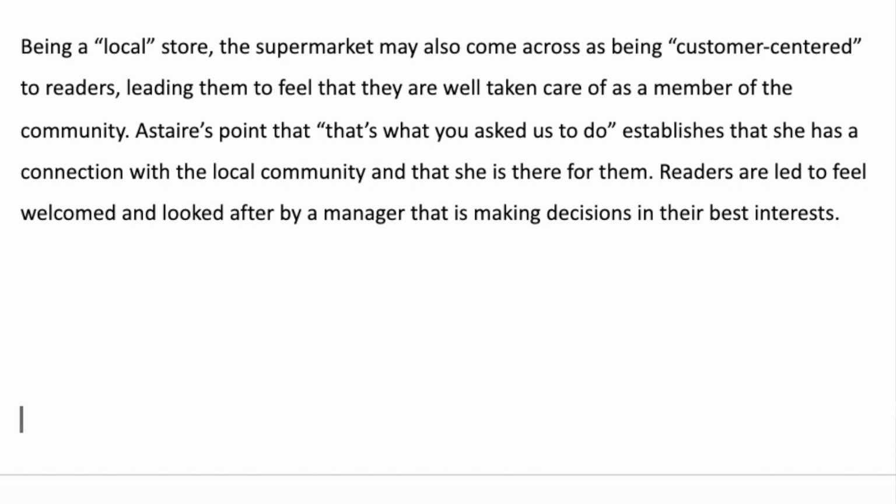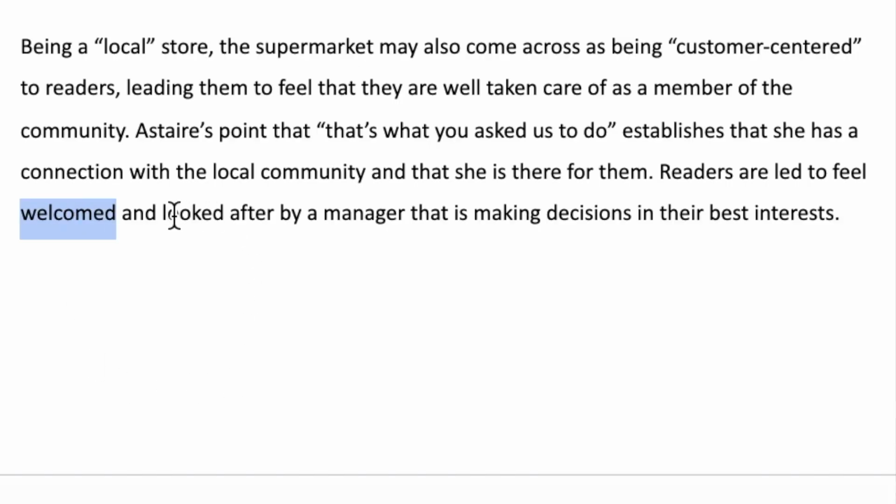Notice what it goes on to with this next sentence. "Readers are led to feel welcomed and looked after," and there's the impact. There's that think, act, feel. A really good audit you can do of your own work is to read through it and start highlighting where you actually get to that think, act, feel. With this one, I'd be saying, well, it says "feel welcomed and looked after". That's where I've got to the think, act, feel, and that's where I could be ticking off that I'm doing the job. If I hadn't written this sentence and had just said that she does that to create a connection with the local community, I'm not quite getting the job done all the way.